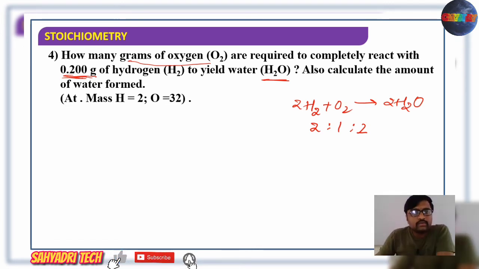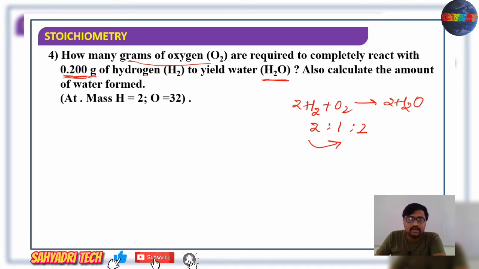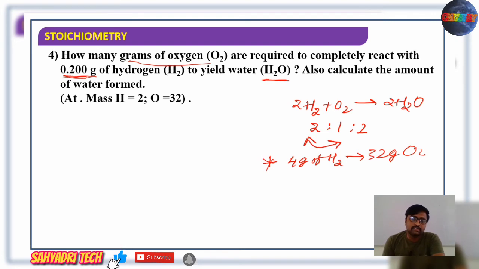So now we have to look for the mass ratio between hydrogen and oxygen. Say here, 2 moles of hydrogen: 1 mole of hydrogen means 2 gram, 2 moles means 4 gram. 4 gram of hydrogen requires 1 mole of oxygen, which means 32 gram. 32 gram of O2 is the standard relation. 4 gram of hydrogen requires 32 gram of oxygen to yield water.